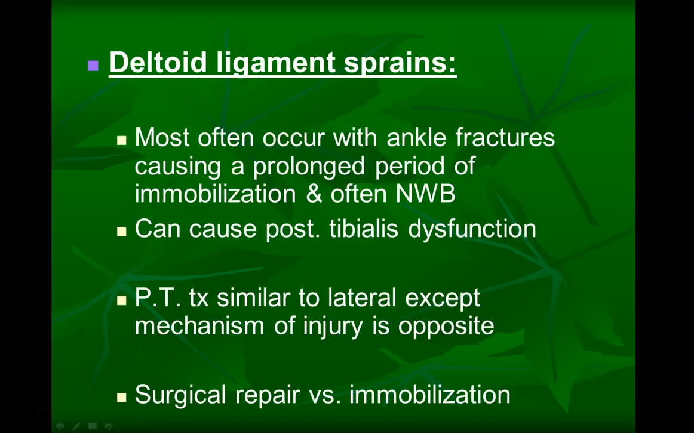Moving over to the medial side of the ankle, we've got the deltoid ligament sprains, and like we said, 5% or so of all ankle ligament sprains are from the deltoid complex. A lot of times if you have a deltoid sprain or you have a deltoid tear, it's in combination with an ankle fracture, and if that's the case, the patient probably has a long period of immobilization, might have undergone an open reduction internal fixation because of the fracture, so they're going to already be immobilized and oftentimes non-weight bearing.